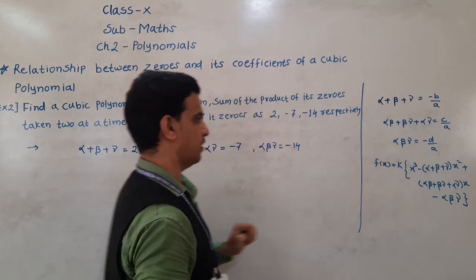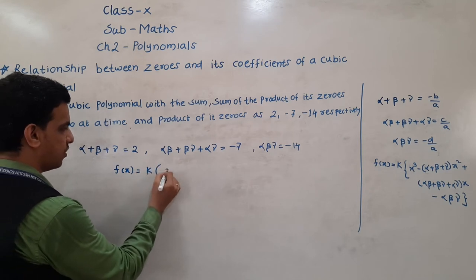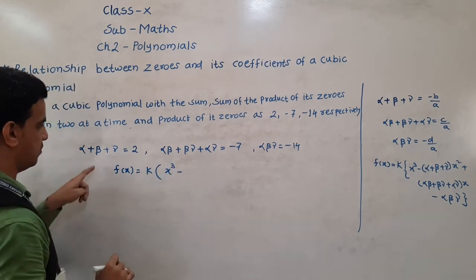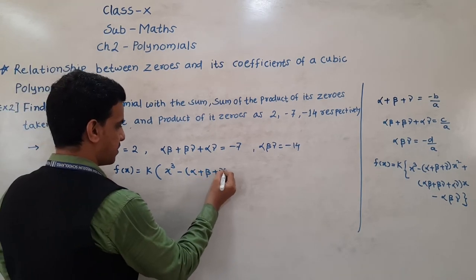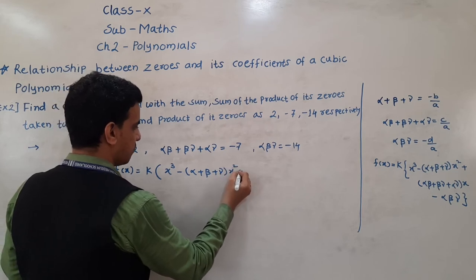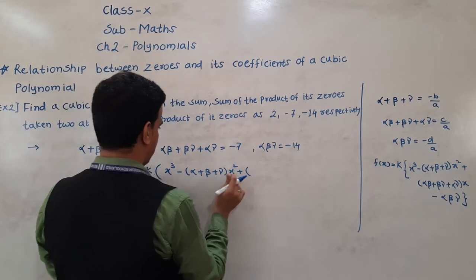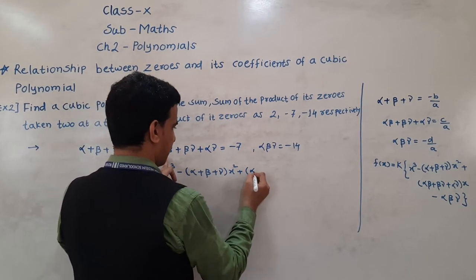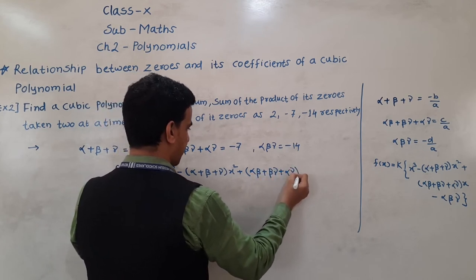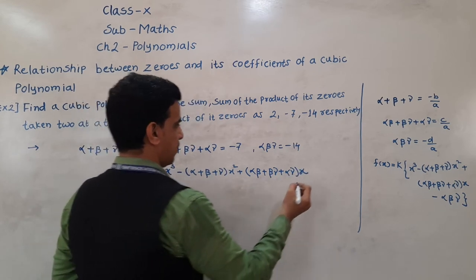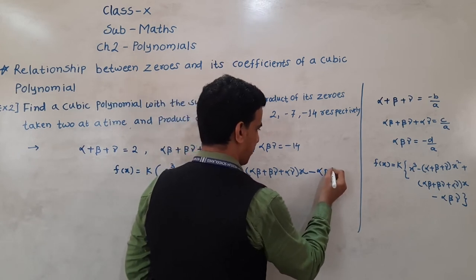So we have this cubic equation, that is f of x is equal to k into x cube minus the sum of zeros, that is alpha plus beta plus gamma, into x square, plus the sum of the product of its zeros taken 2 at a time, that is alpha beta plus beta gamma plus alpha gamma, into x, and minus the product of zeros, that is alpha beta gamma.